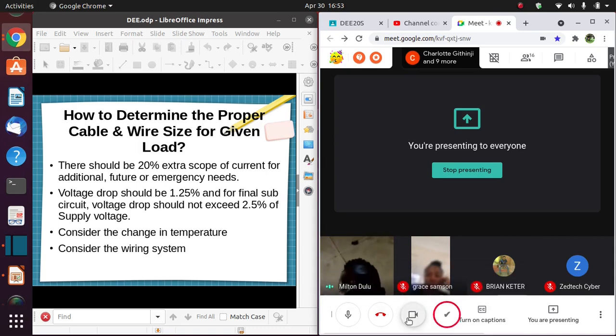Type of wiring system. There are very many types of wiring system. Kuna overhead, ile ambao unaweka kwa ceiling. Kuna underground. I cannot put 1,000 kg, 2,000, 5,000 kg wires overhead. So the type of installation will also determine the type of cable you're going to use. I mean the type of wiring system. There are so many. Concentric, overhead, underground, bus bar, mingi sana.